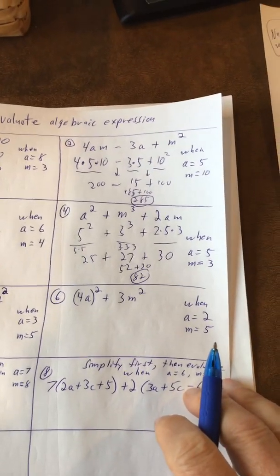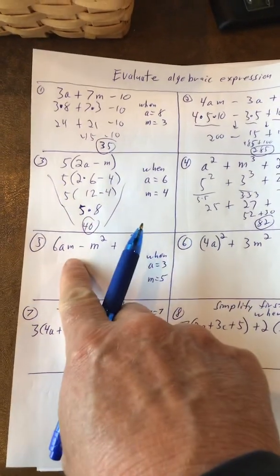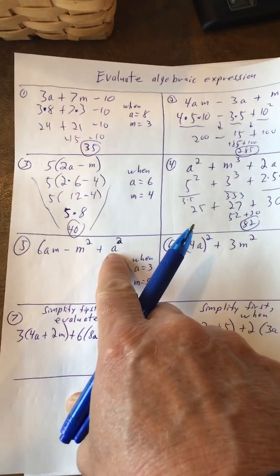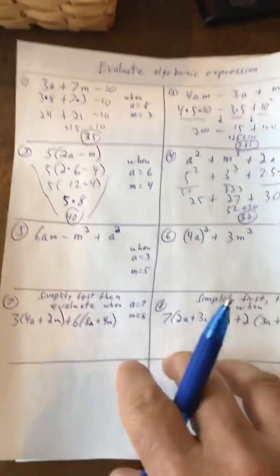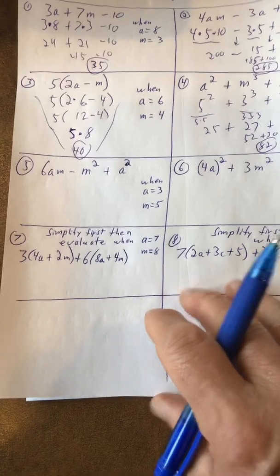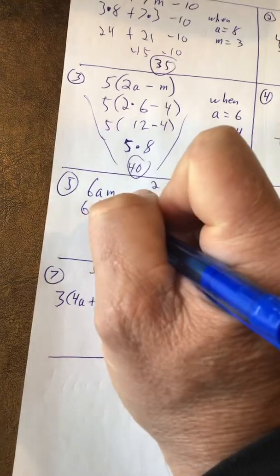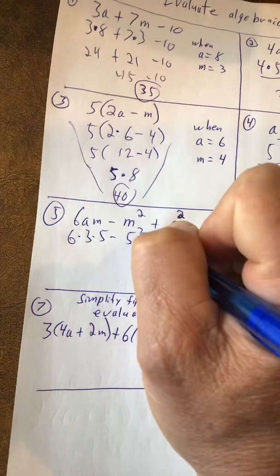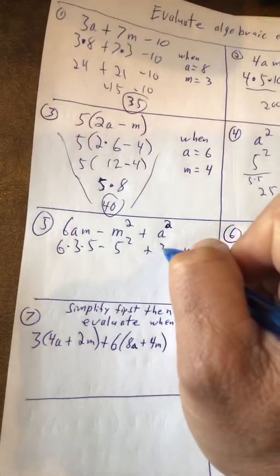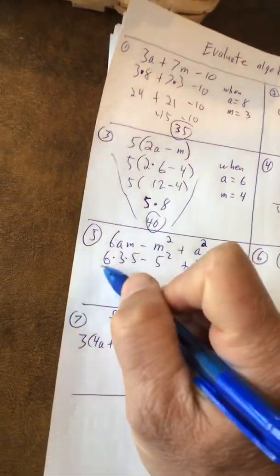All right, hope you got that. All right, number 5, so copy 6am minus m squared plus a squared. A is 3 and m is 5. So hit pause and go. So I'm going to get started. 6 times 3 times 5 minus 5 squared plus 3 squared. I like bringing down my minuses and my pluses. I'm going to get this answer, get this answer, get this answer.